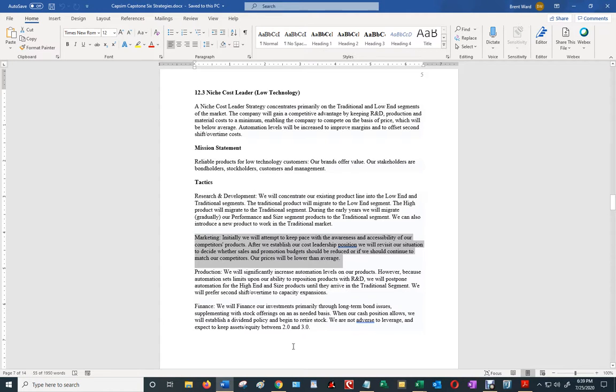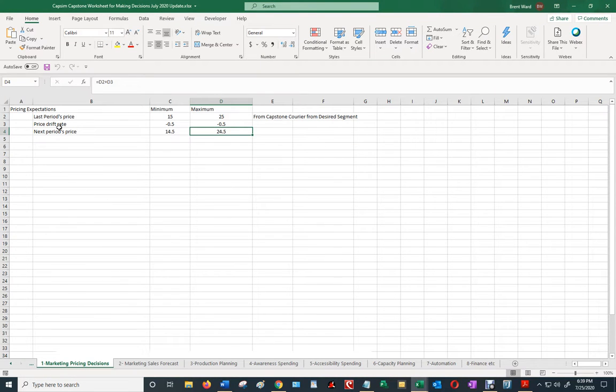So to do that, the first thing I need to do is I've got a spreadsheet here. This is where we look at what the price range was last period, and then subtract 50 cents off the minimum and maximum, and that'll give us the new minimum and maximum. So as you can see, the customers are getting more demanding in terms of what they expect in terms of price every single round. So where do I find that out?